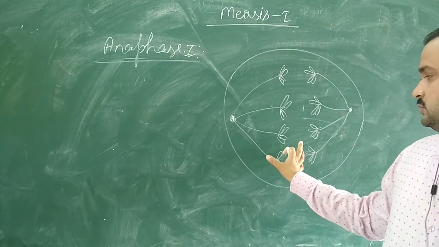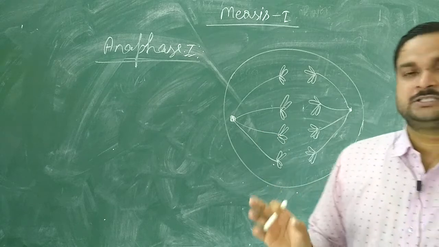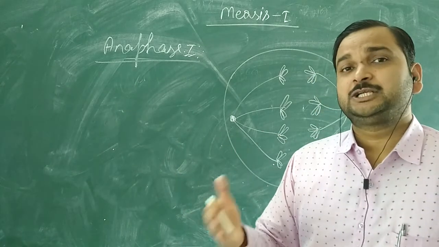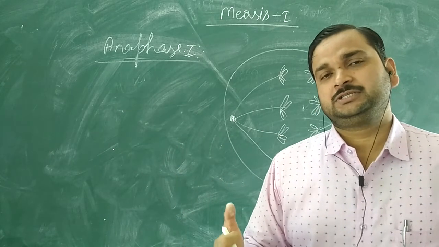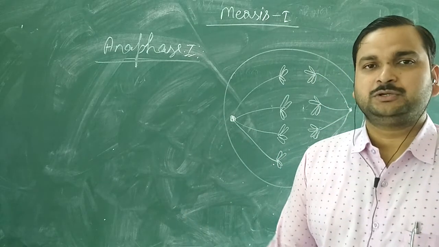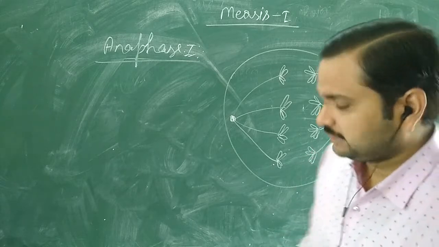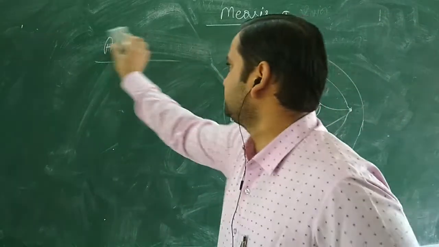Okay. So that's why meiosis is called reduction division. And now you can see that actual reduction takes place during which stage? Meiosis first or meiosis second? Obviously, the actual reduction of chromosomes takes place in meiosis first. So that is our next stage. That is telophase first.